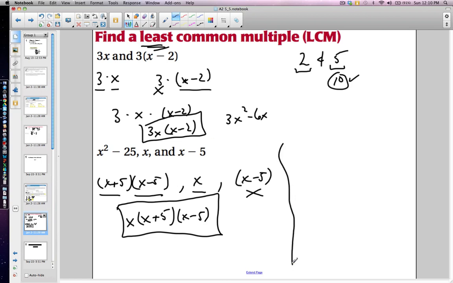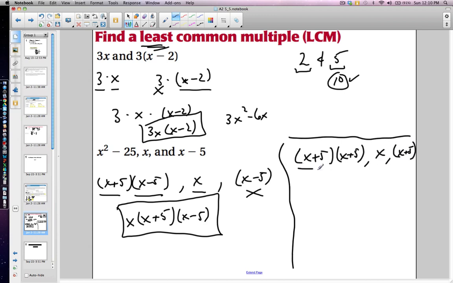Now, to give you another example, what if I have x plus 5 times x plus 5 and x plus 5? Okay, now I'm going to use this x plus 5, and when you get here, you might think, oh, I don't need to use this because I've already used it. But if it repeats in the same denominator, then you need to use it however many times it occurs in any one denominator. I wouldn't need to use it a third time.